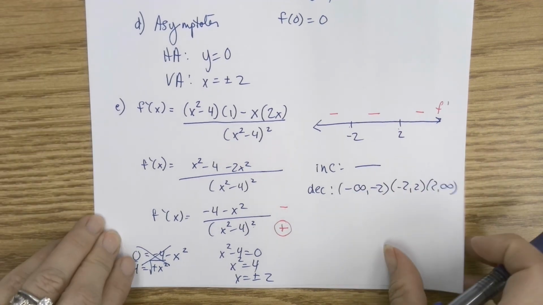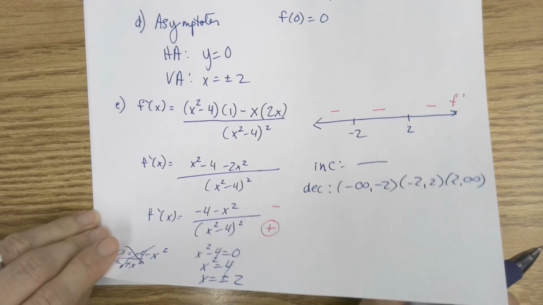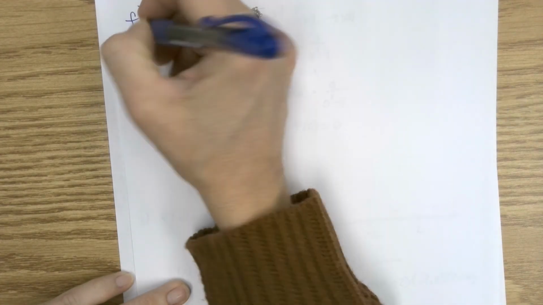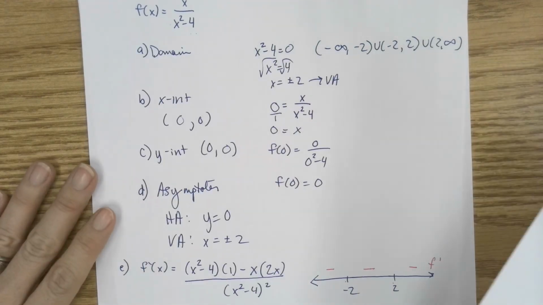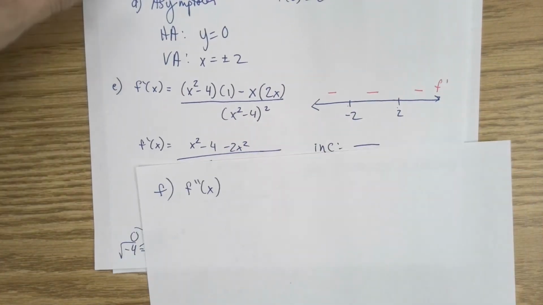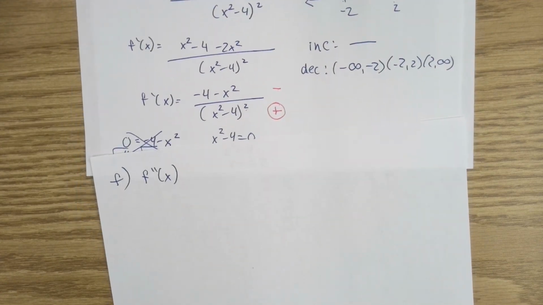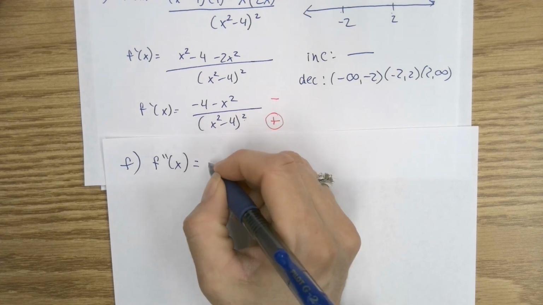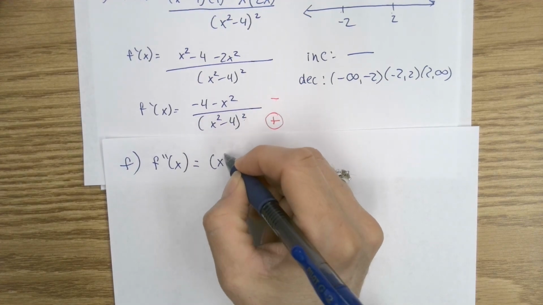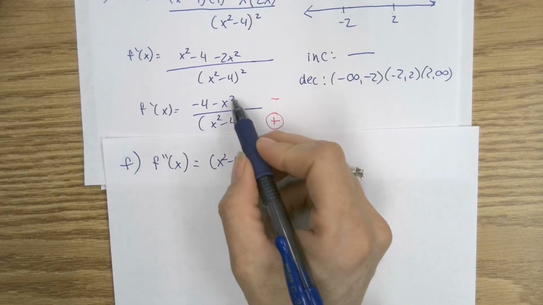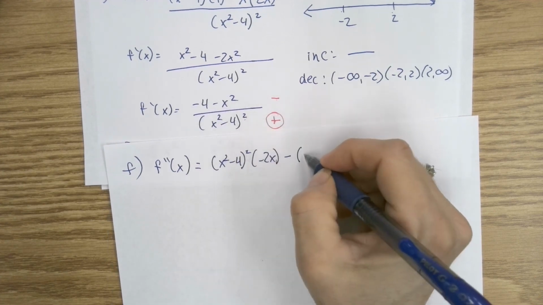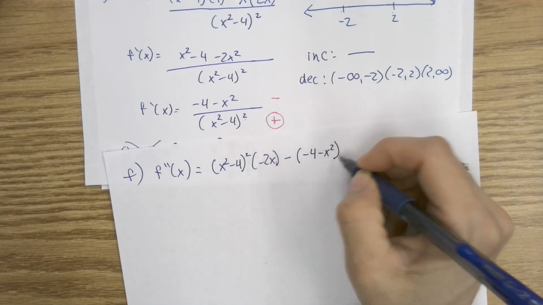All right, we are ready for the second derivative, and that is our concavity test. So we're going to be finding f double prime of x. I know that I want to find the derivative of f prime, so I'm going to go to my most cleaned up version of f prime. And I'm using my quotient rule again. So I would have low, which is x squared minus 4 squared. D high is negative 2x, minus high, which is negative 4 minus x squared.